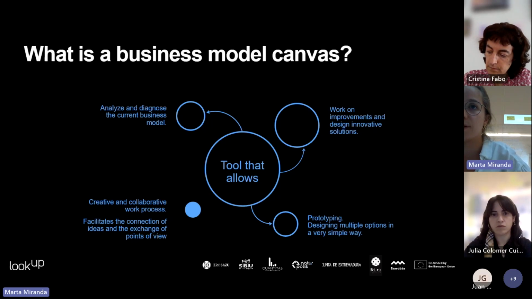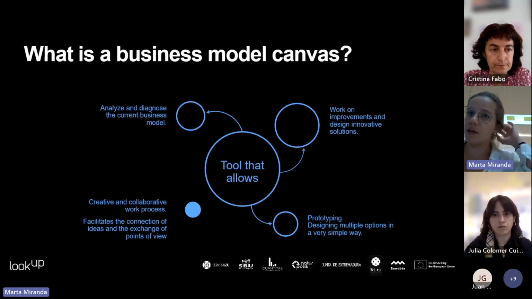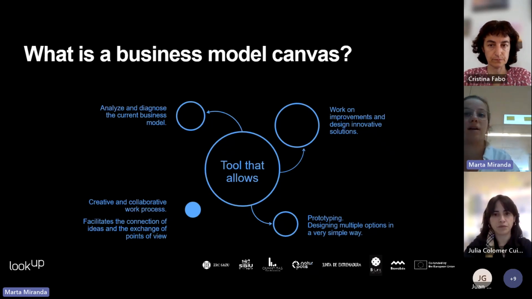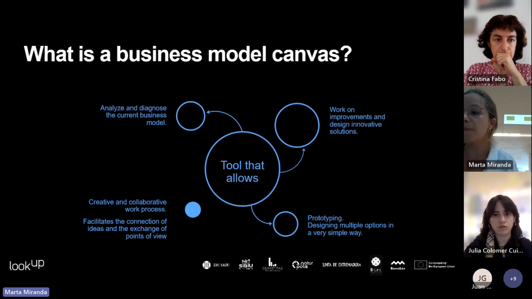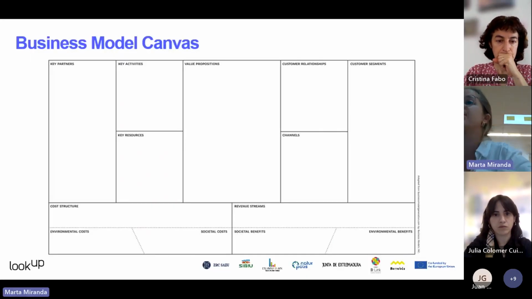And it is a very nice tool because the business model canvas is a very creative and collaborative work process. As you are going to see, it's a tool where small teams can work together and can see in a very schematic way all the parts of the business. This tool facilitates the connection of ideas and the exchange of points of view. So I'm not going to extend myself anymore. I present you the business model canvas.